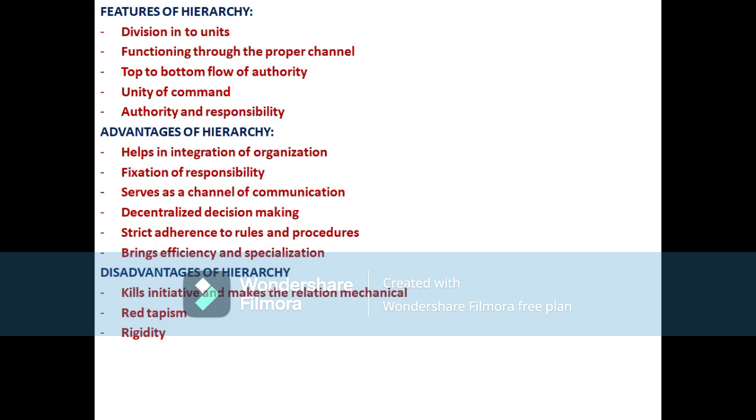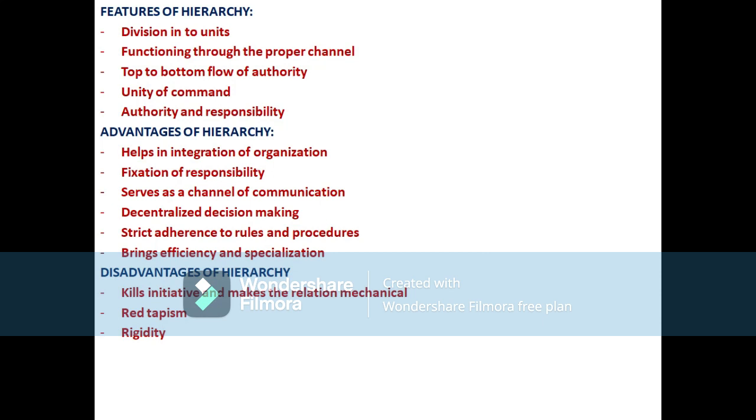So here top to bottom flow of authority will be done step by step or level by level. Every officer will retain the necessary authority with him and will delegate the rest of the authority to the subordinates. So as we see different levels of management here, authority will be delegated by the superiors to subordinates depending upon the requirement of the job.